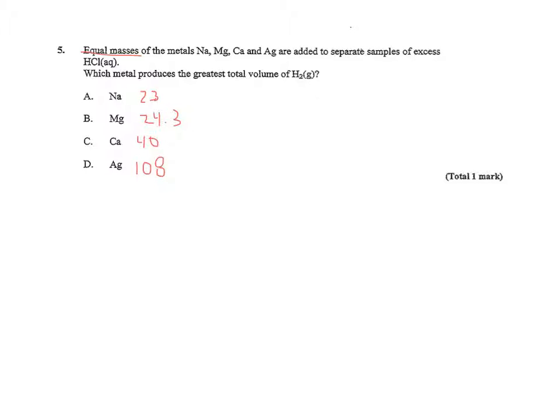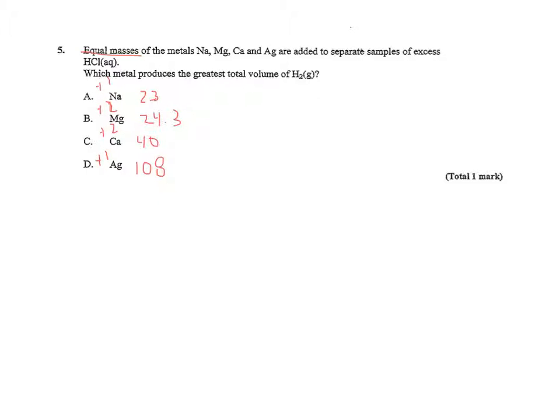Silver's going to have the fewest moles. But then they made it a little ickier for you. They also said they want to know which metal produces the greatest total volume of H2. Well, if you look, you realize Na and Ag both have an oxidation number of +1, whereas Mg and Ca have oxidation numbers of +2.